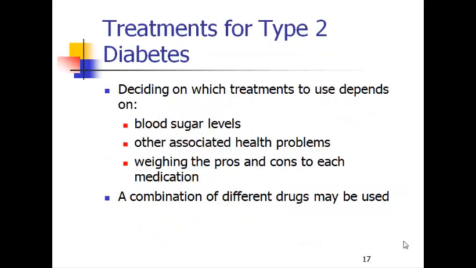When diet and exercise don't work to manage blood sugar levels, diabetic medications or insulin therapy is needed. Deciding on which treatments to use depends on the person's blood sugar levels, other associated health problems, and weighing the pros and cons to each medication, such as the cost of the drugs. A combination of different drugs may be used to help control blood sugar in different ways.